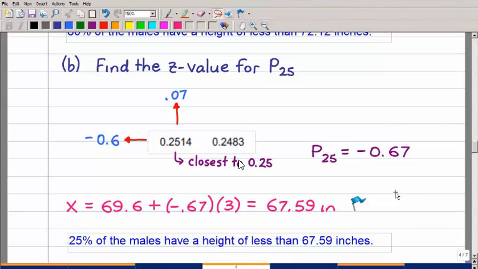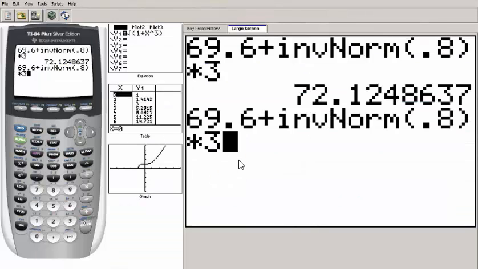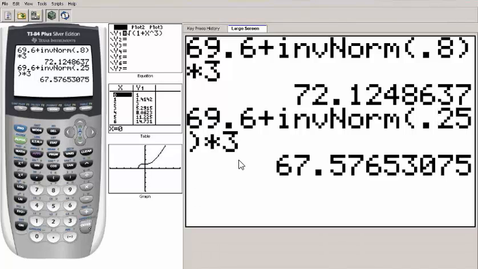And on the calculator, I can use that same little trick I used right here. I do second enter. All I've got to do is come over here and change the inverse norm to 0.25. And there it is, 67.57. So you can use that same technique again, and you don't have to really identify the z-score at all.